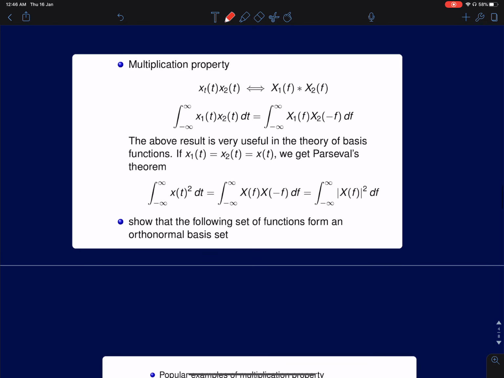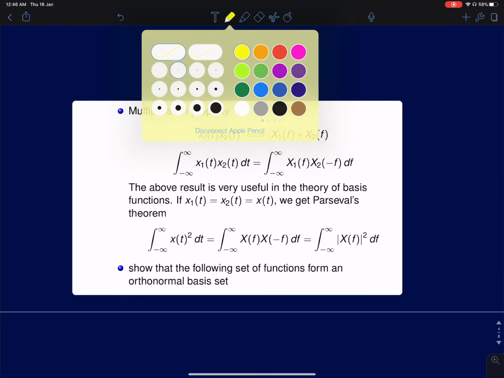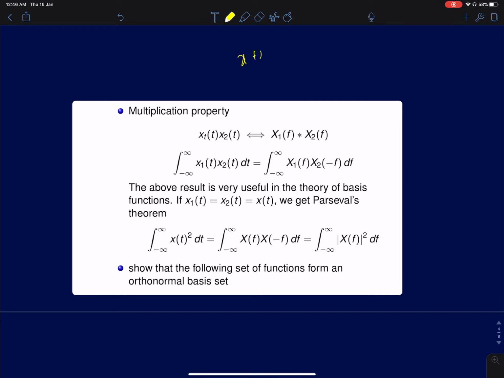And the other important property is the multiplication property. When you multiply two signals x1 of t into x2 of t, the Fourier transform of the resulting signal will be simply the convolution of the two Fourier transforms, x1 of f and x2 of f. And using this convolution property, we can show a very interesting result.